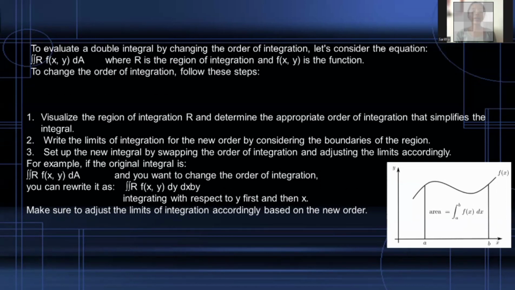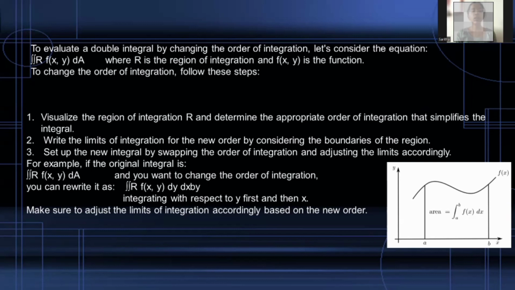When it comes to evaluating a double integral by changing the order of integration, let's consider the double integral of f of x, y dA over R, where R is the region of integration and f of x, y is the function. To change the order of integration, we have to follow some steps. The first step is to visualize the region of integration R and determine the appropriate order of integration that simplifies the integral, and write the limits of integration for the new order by considering the boundaries of the region. Then set up the new integral by swapping the order of integration and adjusting the limits accordingly.